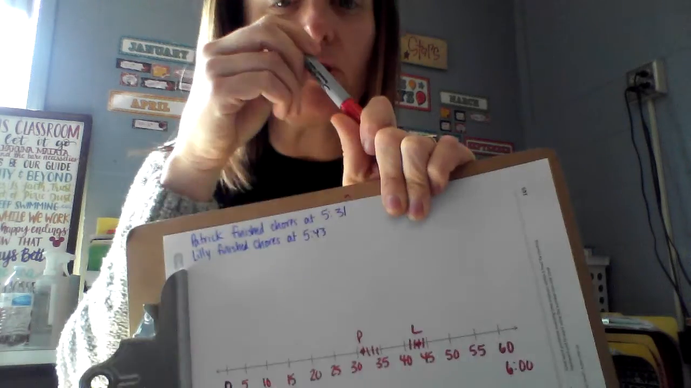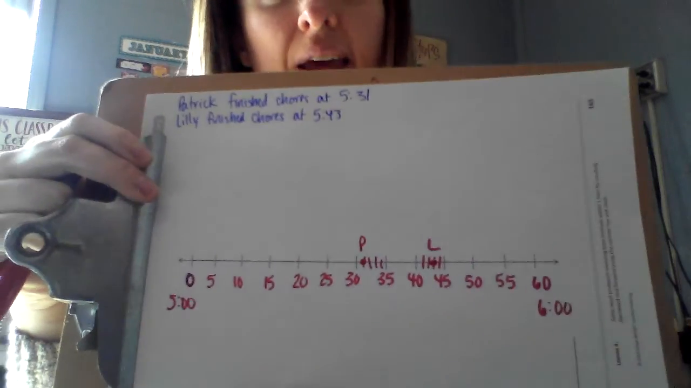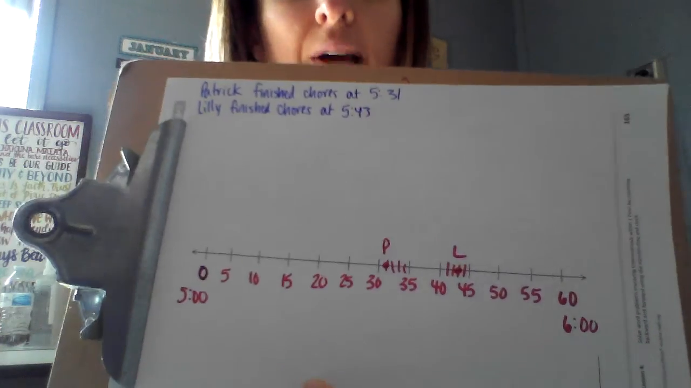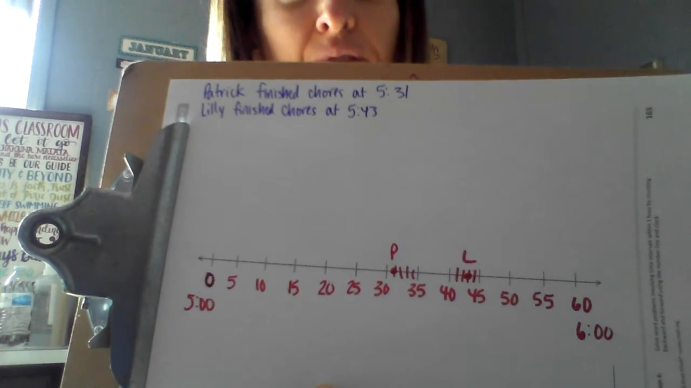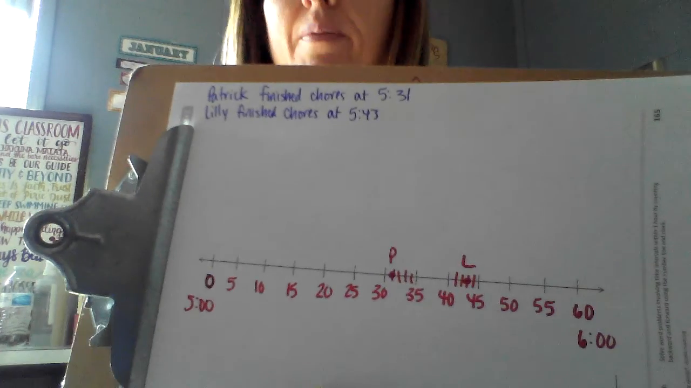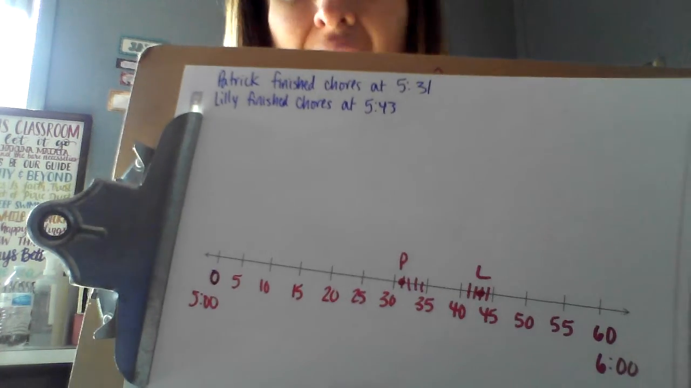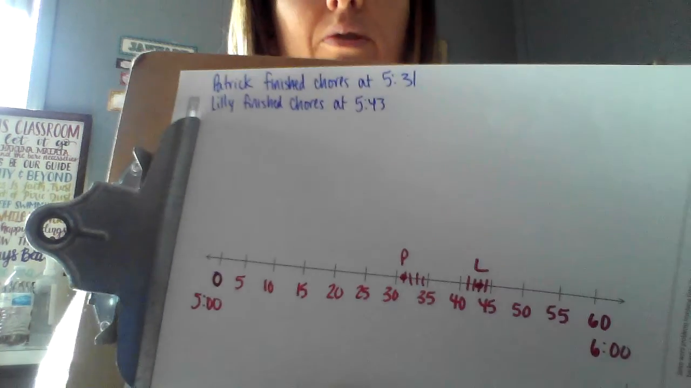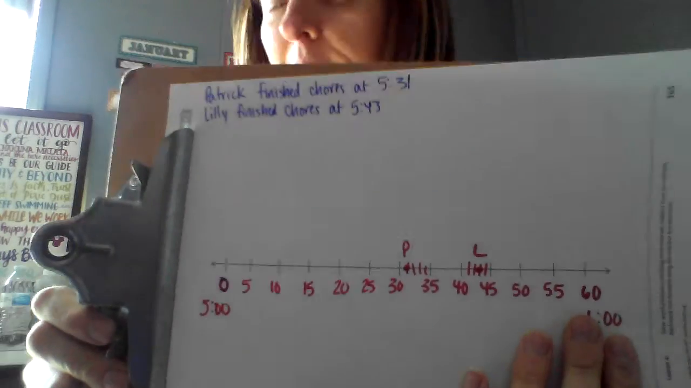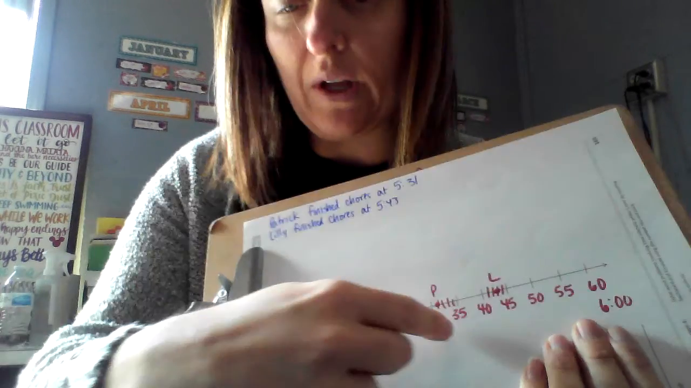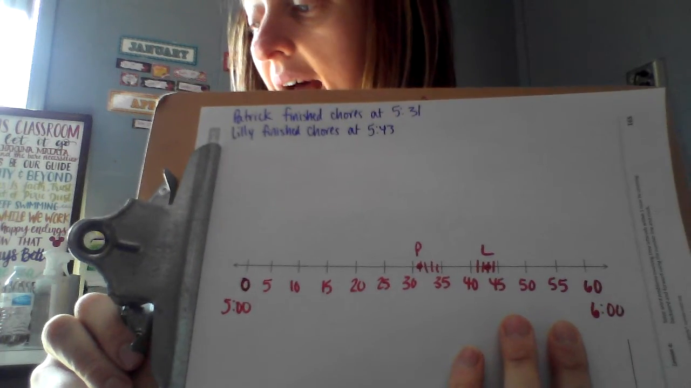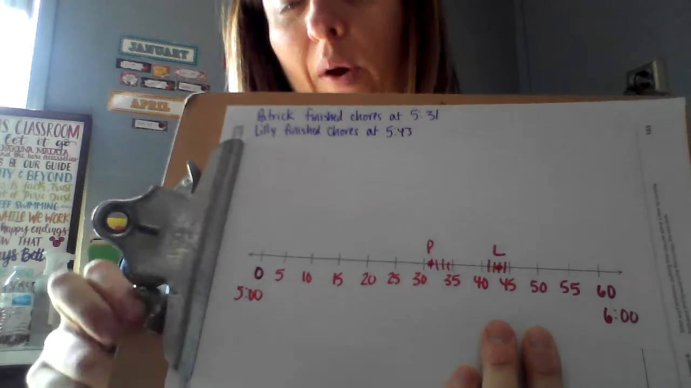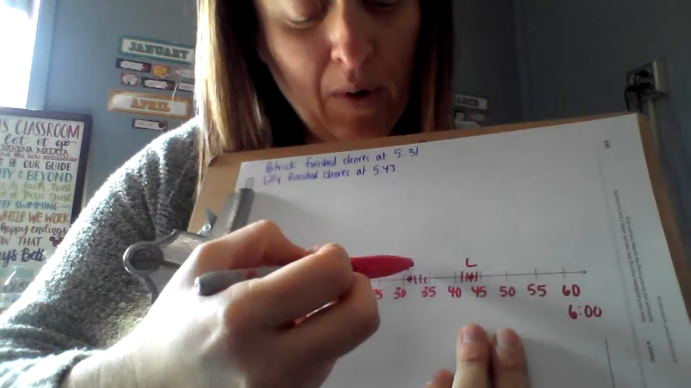Now, what can I do? How can I use this to help me figure out how much more time it took Lily than it took Patrick? I could count by ones from 5:31 to 5:43, but that might take me a while. There's got to be a better way. I mean, we're almost in the middle of the year as third graders. There's got to be a better way than counting all these ones in between. So I could instead try to count by ones from 5:31 till I get to 5:35.